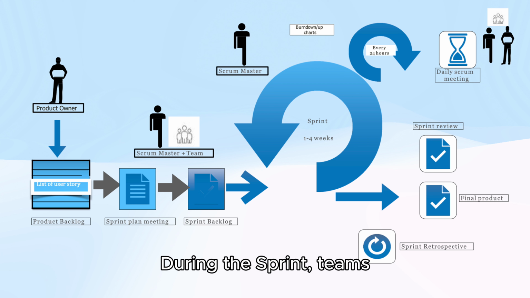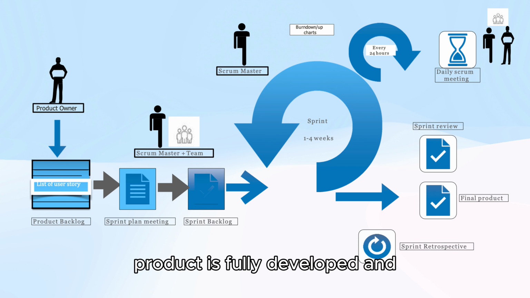During the sprint, teams meet daily in a daily scrum to discuss progress and roadblocks. At the end of the sprint, the team presents the finished product or feature during the sprint review and reflects on how to improve in the sprint retrospective. Throughout this process, tools like burn-down charts help track progress and ensure the team stays on track. This cycle repeats until the product is fully developed and meets customer expectations.